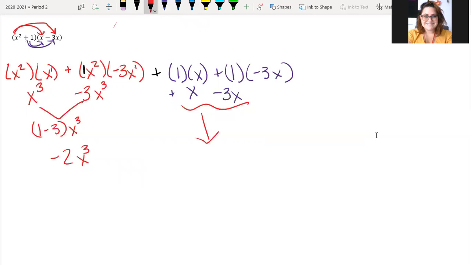All of this just keeps carrying down. So plus x minus 3x, actually, we can combine those. So what is 1 minus 3x? That'll give us minus 2x. So that would be our answer.